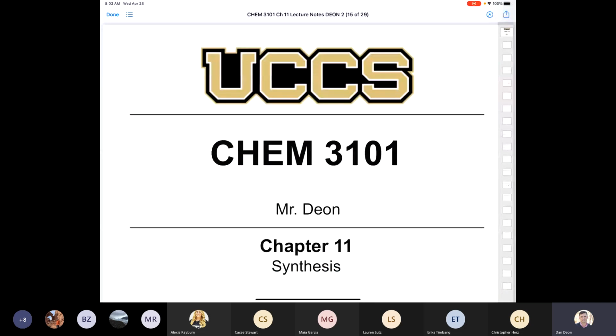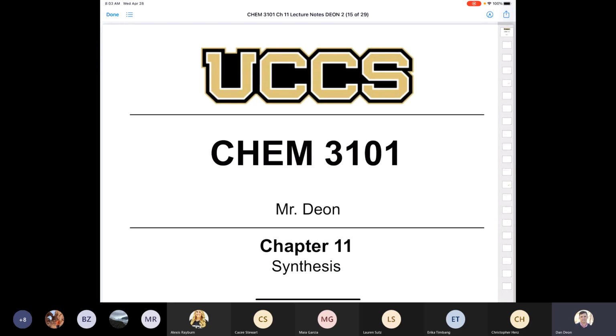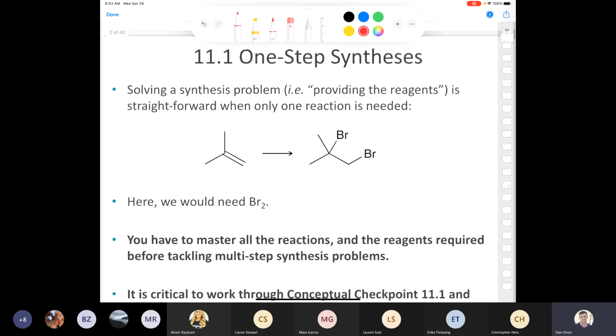Okay, Chemistry 3101. This is Chapter 11, which deals with synthesis. In essence, this chapter is really a review of chapters 7, 8, 9, and 10. So it mostly covers the content in chapters 7 through 10 and all the different reactions that we learned in all of those chapters. So we're just going to start off by talking about one-step synthesis.